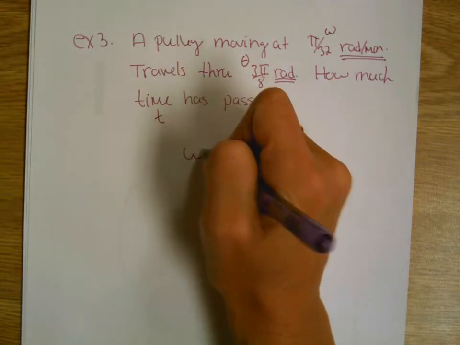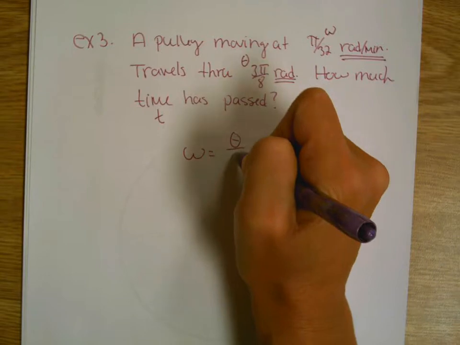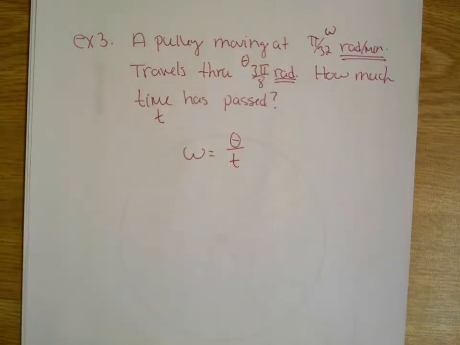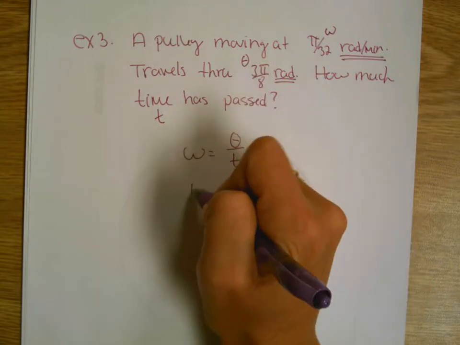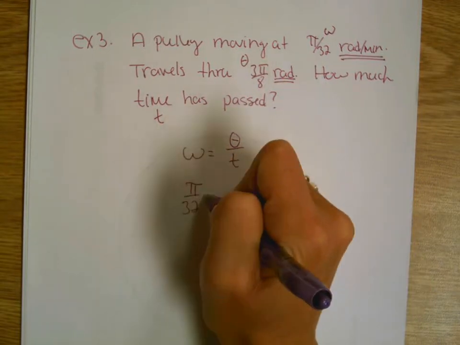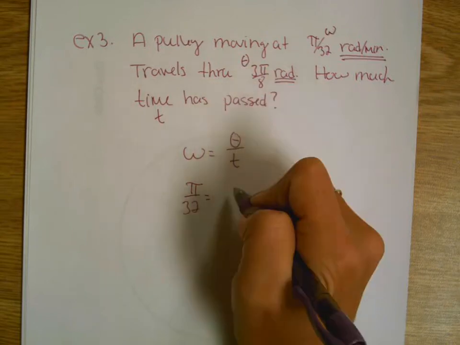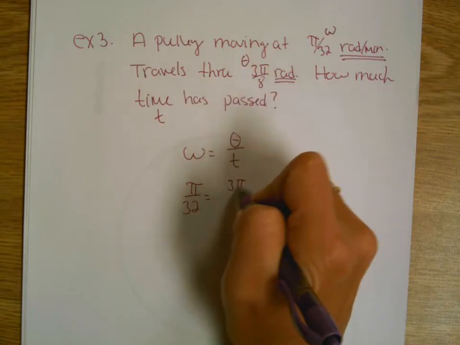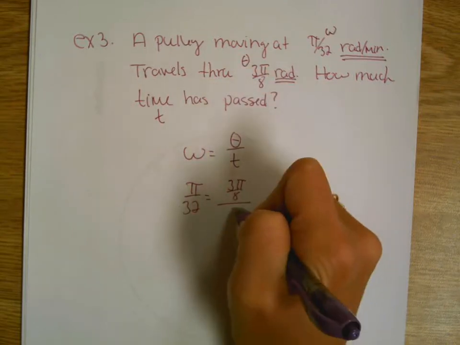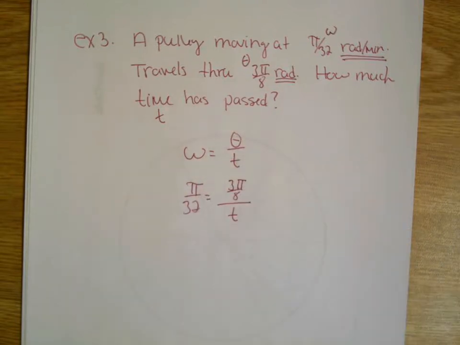Okay, same formula. Radians over time. So the W is pi over 32. Theta is 3 pi over 8, over the time, which we don't know.